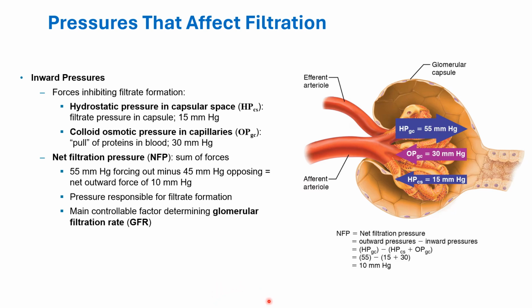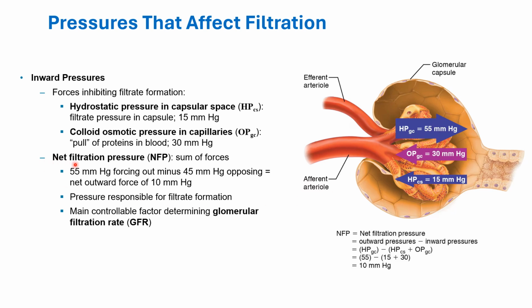The inward pressures, which are trying to push the fluid and solute into the capillaries, are the hydrostatic pressure in the capsular space. The CS is for the capsular space. It is 15 millimeters of mercury. Then there is colloid osmotic pressure in the capillaries, which is 30 millimeters of mercury. So the proteins and the solutes in the capillaries try to pull the water back in. The osmotic pressure tries to cause the osmosis. And we know there are no proteins in the filtrate, so there is no osmotic pressure present over there.